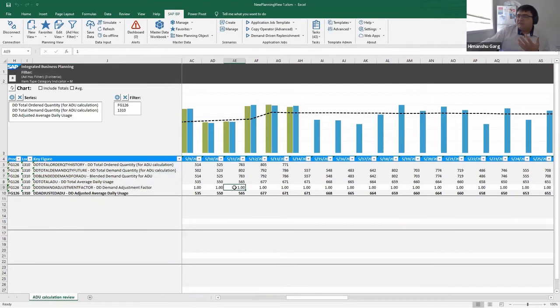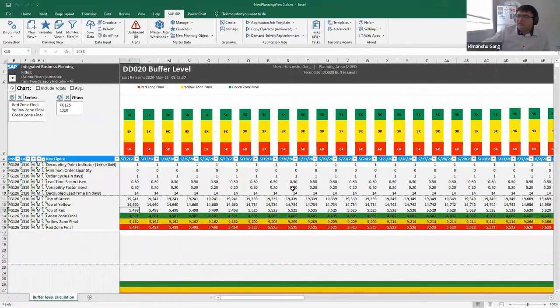In this view, the planner has the ability to influence this ADU that the system has come up with using this factor. So it is nothing else but a multiplier. So planners can choose to update ADU. Next step in the process, determining the buffers. So the system calculates the decoupling point, as you can see in the first row here. It signifies that it is a decoupling point. So this finished good at location 1310 is a decoupling point, and these are the other parameters that the system considered to determine that it is a decoupling point, and then to determine the buffers.